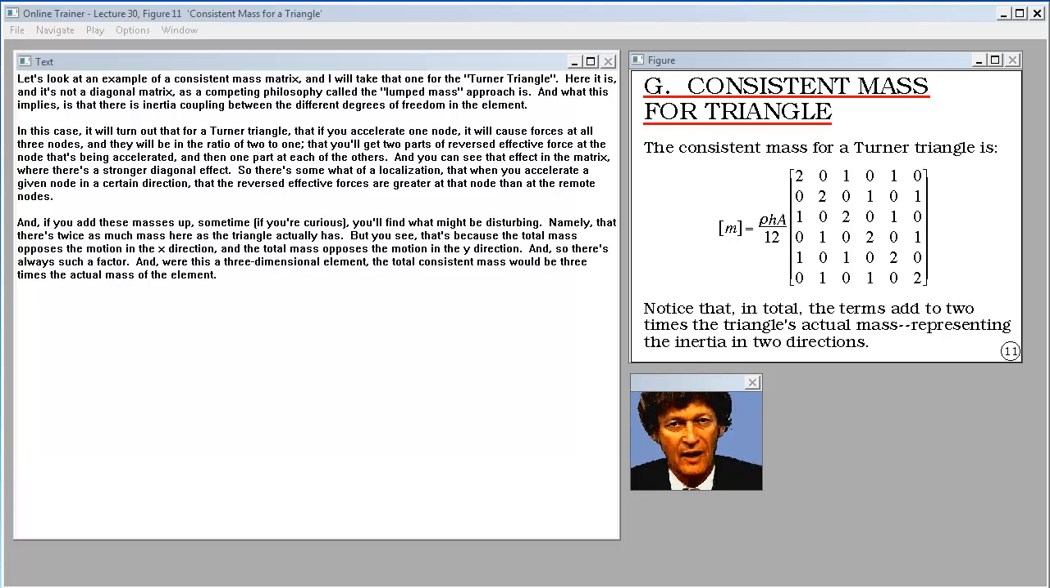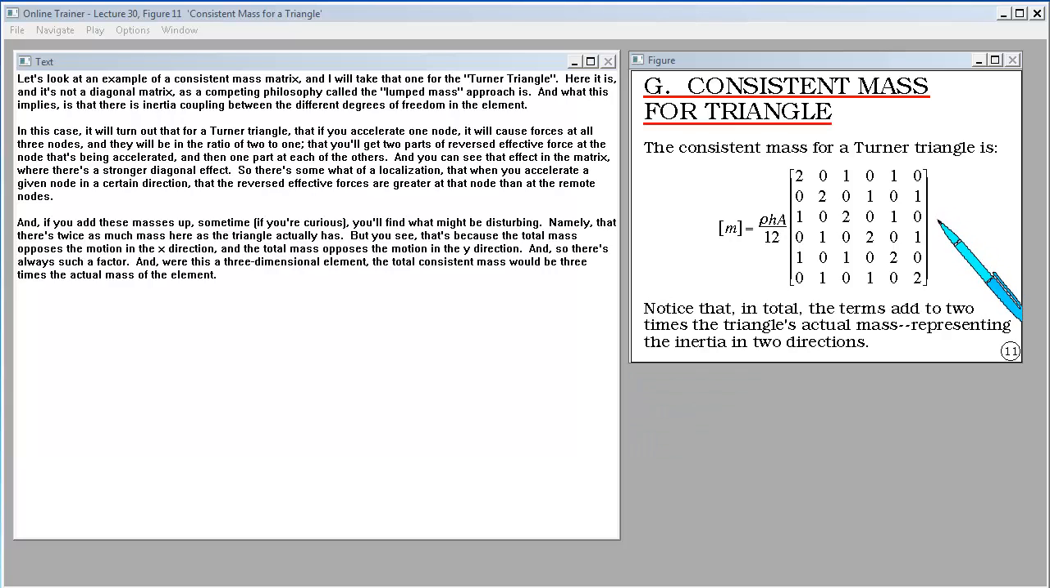Let's look at an example of a consistent mass matrix, and I will take that one for the Turner triangle. Here it is, and it's not a diagonal matrix as a competing philosophy called the lumped mass approach is. And what this implies is that there is inertial coupling between the different degrees of freedom in the element. In this case, it will turn out that for a Turner triangle, if you accelerate one node, it will cause forces at all three nodes.